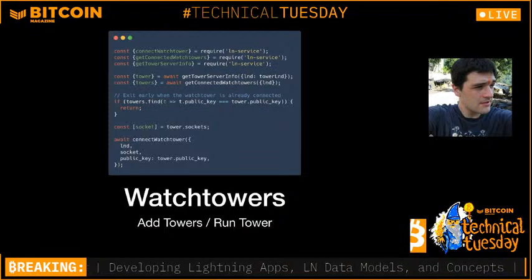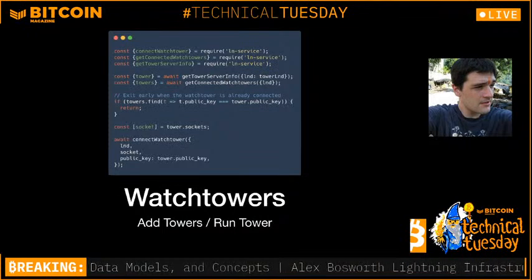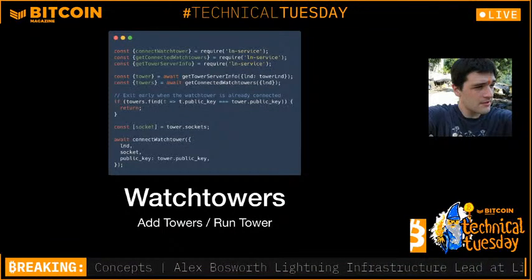So I have a code example here. Let's say that I want to connect a watchtower. LND can run in a watchtower server mode, and when it runs in that server mode, it has a separate public key and a separate address. That's its tower address, its tower public key.